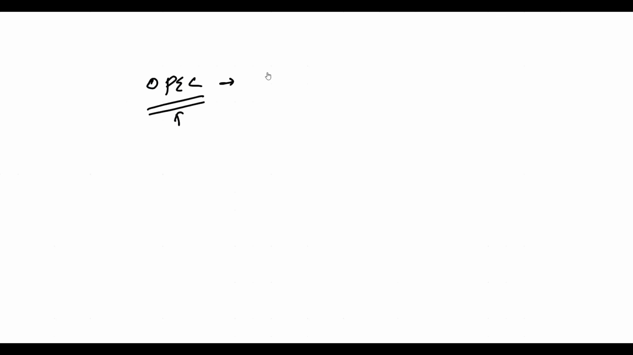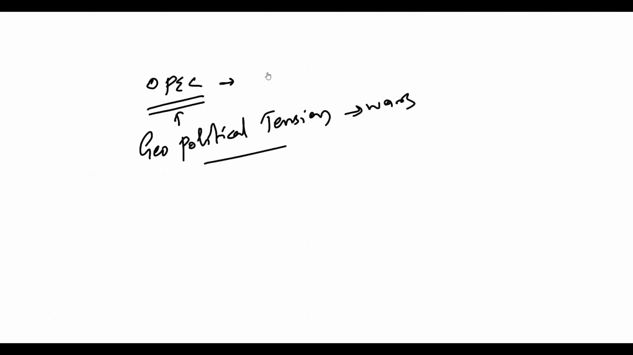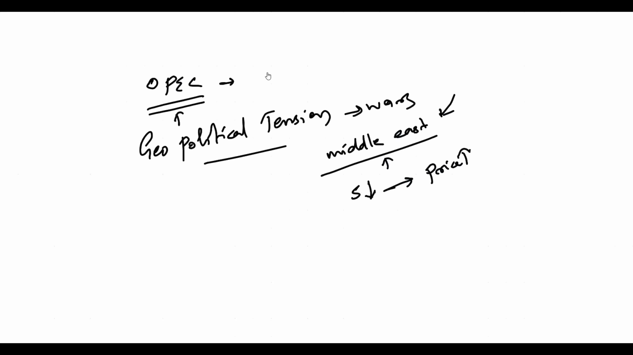Apart from that, we already discussed geopolitical tensions, geopolitical equations, the wars, etc. Especially if there is a war in the Middle East, then what does that mean? The Middle East is the biggest supplier, the producer of crude oil. So supply will come down, and when supply is coming down, the price will skyrocket. Any war or tension in the Middle East is not good when it comes to crude oil.